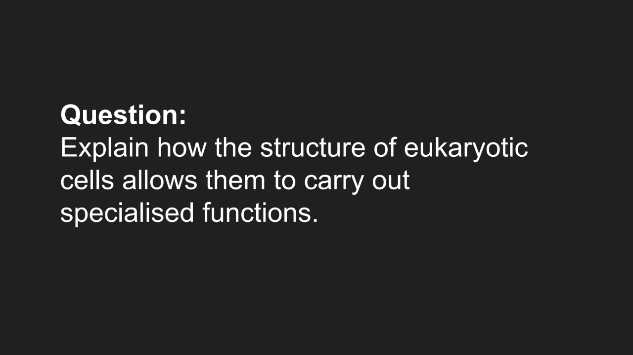So a strong answer would mention that eukaryotic cells contain membrane-bound organelles, and each of these organelles has a specific function. As we said before, the nucleus stores genetic information, the mitochondria produces energy, and the Golgi apparatus modifies and packages proteins. Because these functions are separated into different compartments, the cell can carry out the processes more efficiently and simultaneously as well.